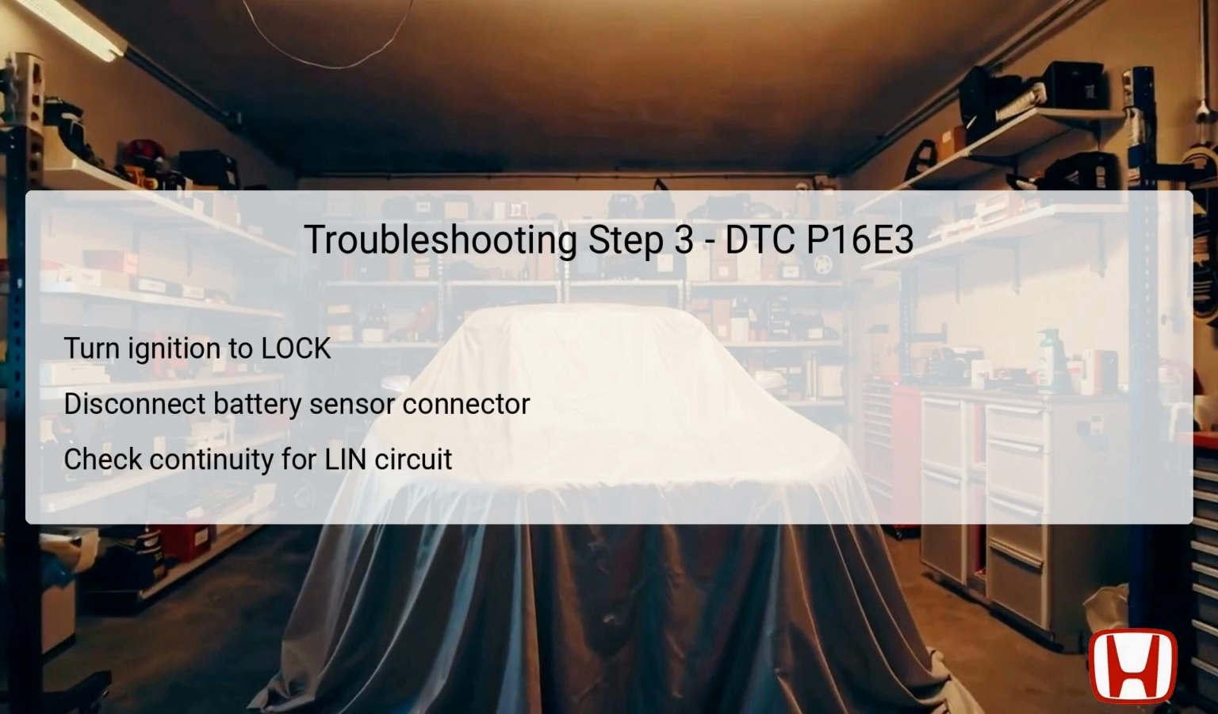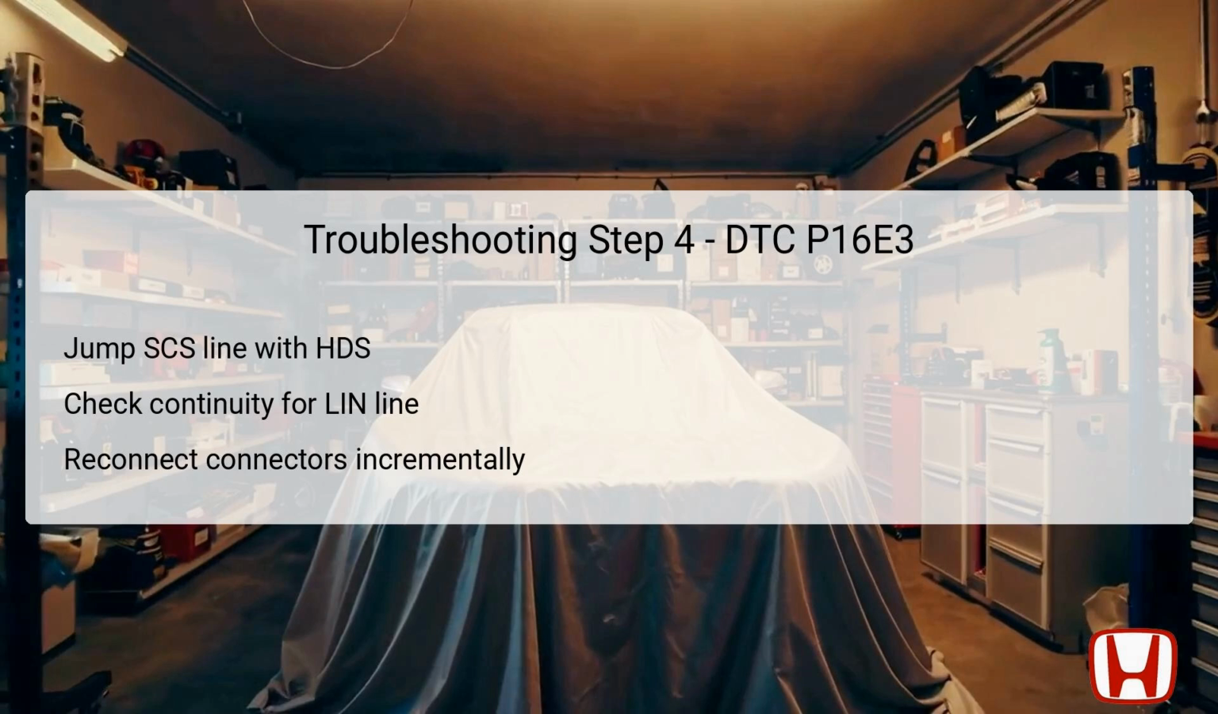Following this, use a multimeter to check for continuity between two specified test points. One at the battery sensor connector terminal number 2, and another at the body ground. This checks whether the LIN communication line is intact. If continuity exists, it confirms that the circuit is not the source of the problem, leading you to the next troubleshooting step. If not, it signifies a potential problem in the wires or connections.